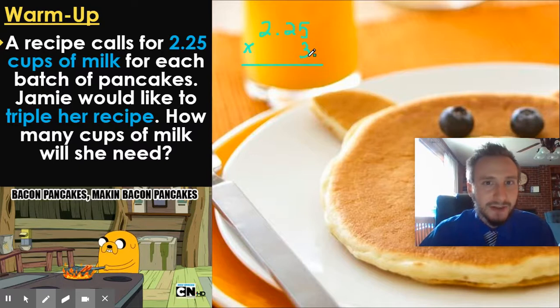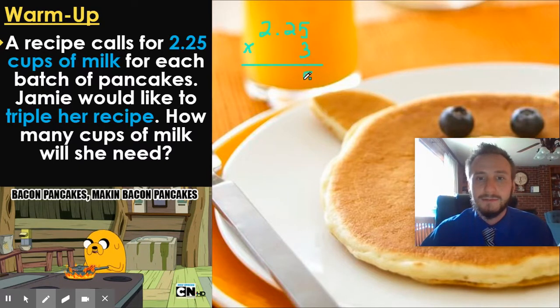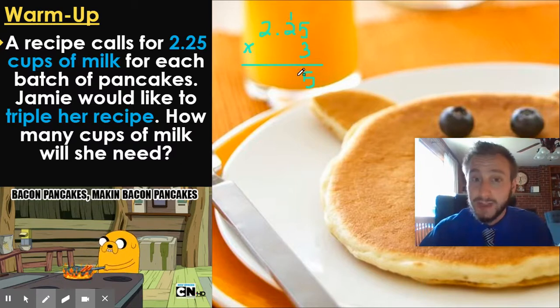5 times 3 gives you 15. So you write a 5 here and a 1 up top. 3 times 2 gives you 6. Add this 1 and it gives you 7.